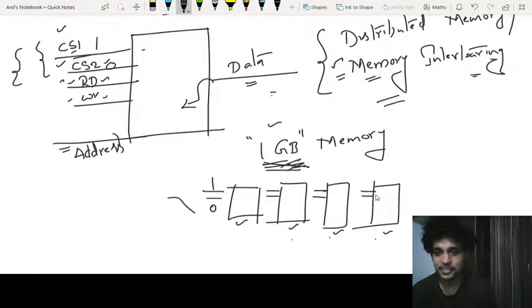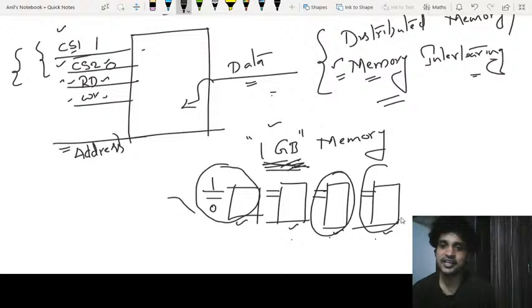For all the remaining chips, the combination will not be 1 and 0, which means that only that specific chip is selected to communicate. All the remaining chips are not selected at that time, so they are not accessed at that particular time. Did you understand this?